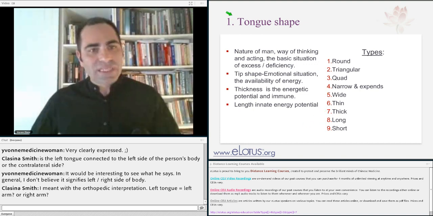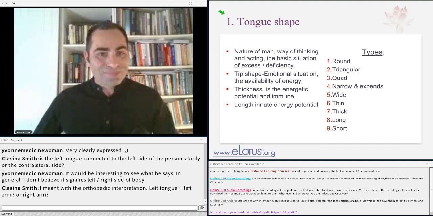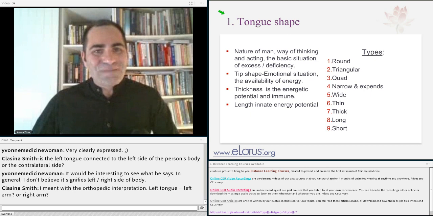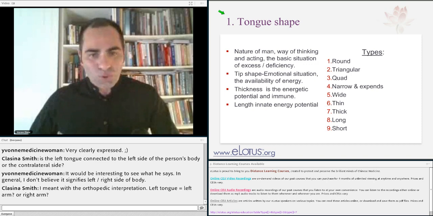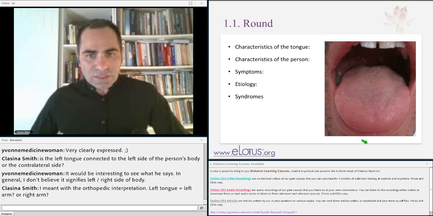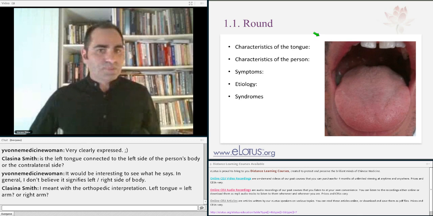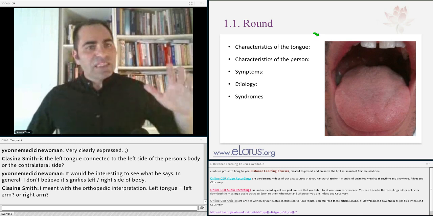So I will now give examples for each one of these, and as much as I have time, which is not so much, I will give some indications about personality. But I'll try to go through all of them. So the first one will be round. With a round tongue, we can see that the shape on the outside is round. This represents that the person is a round person.